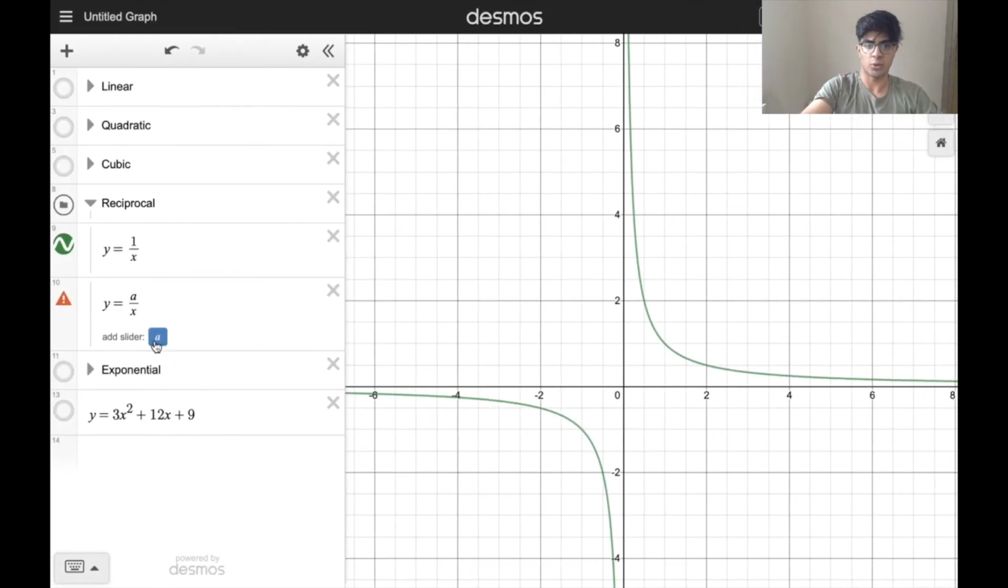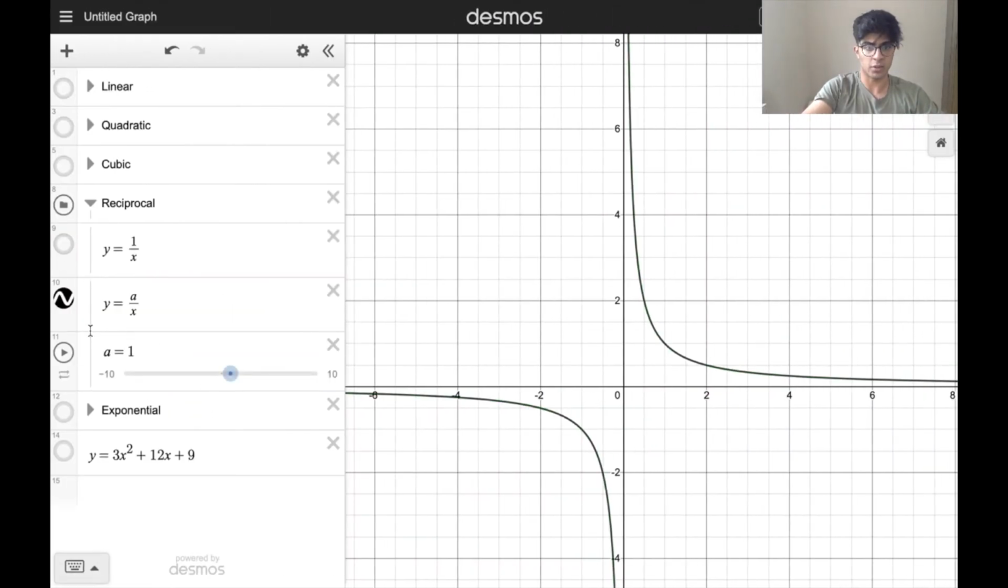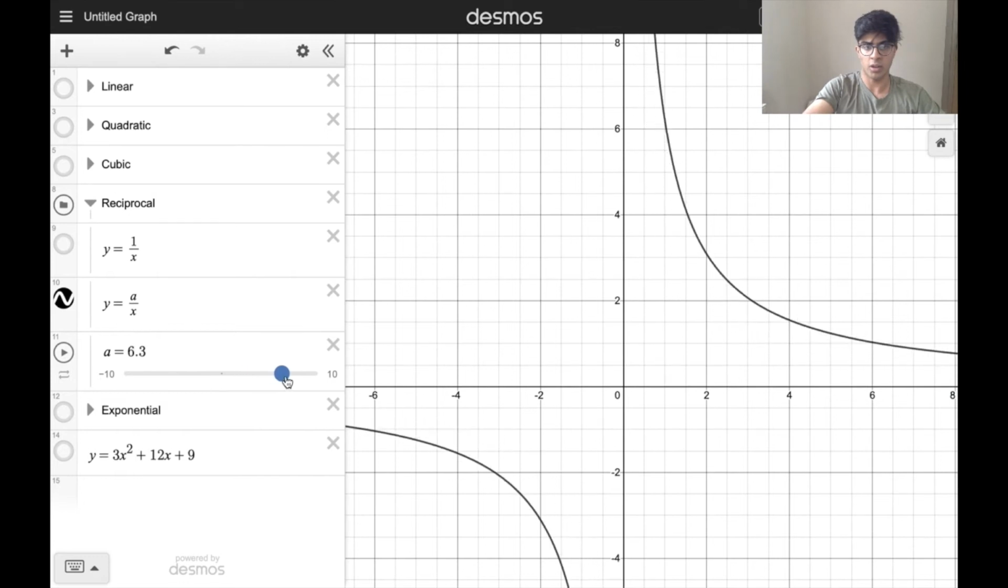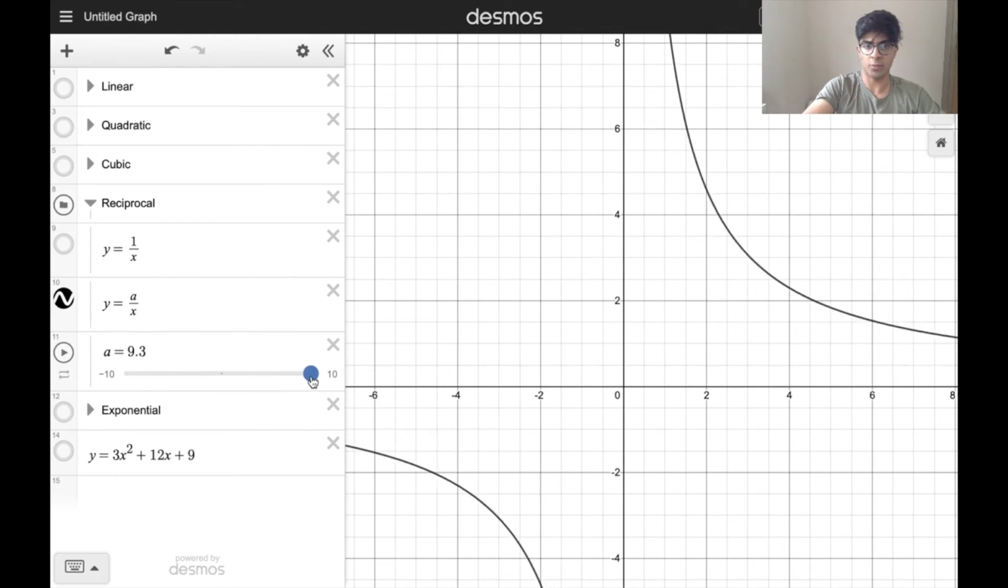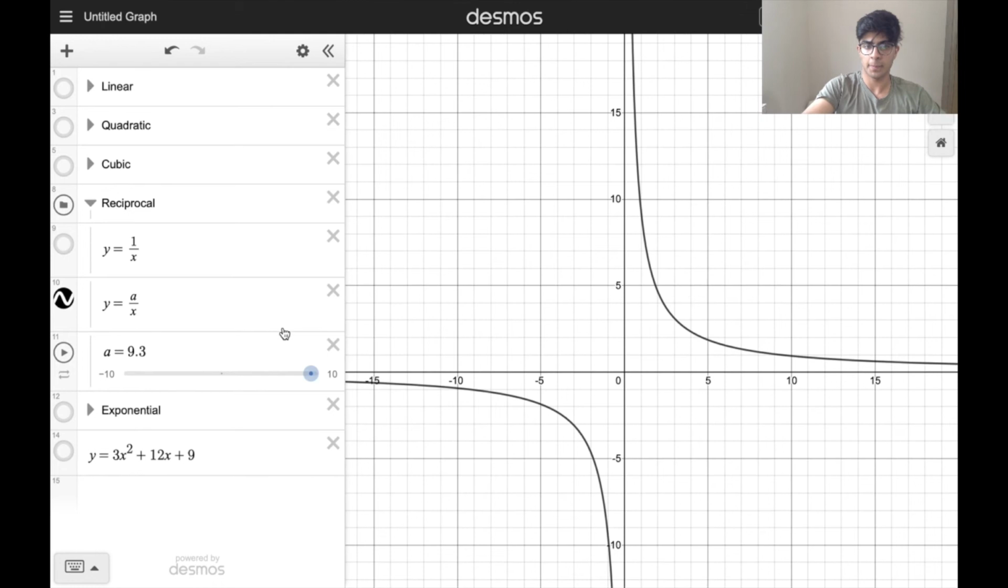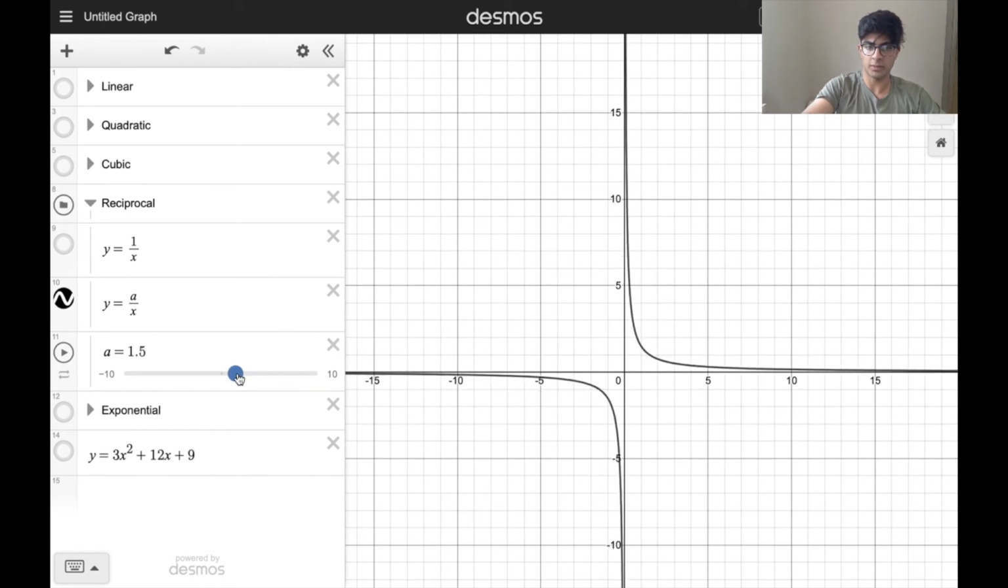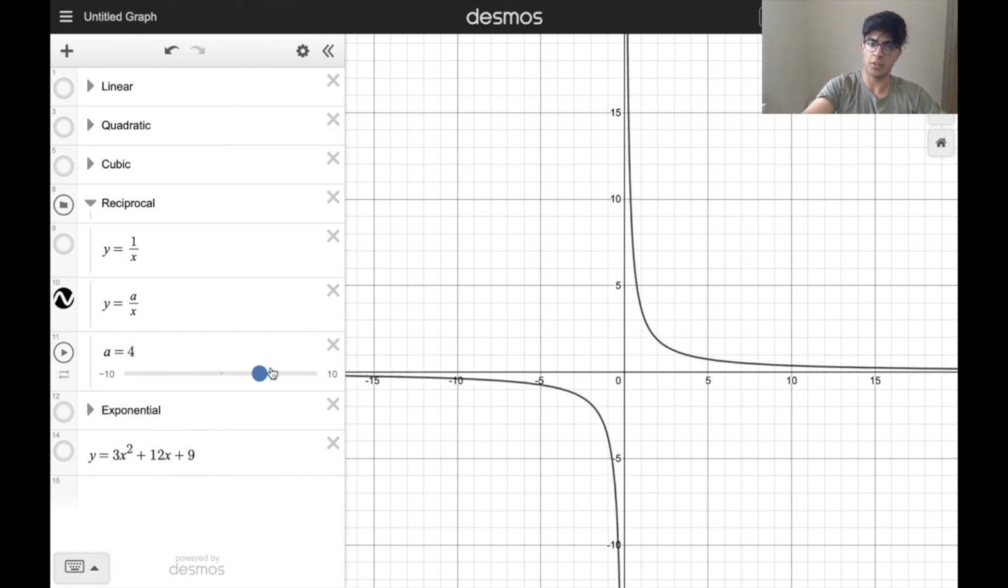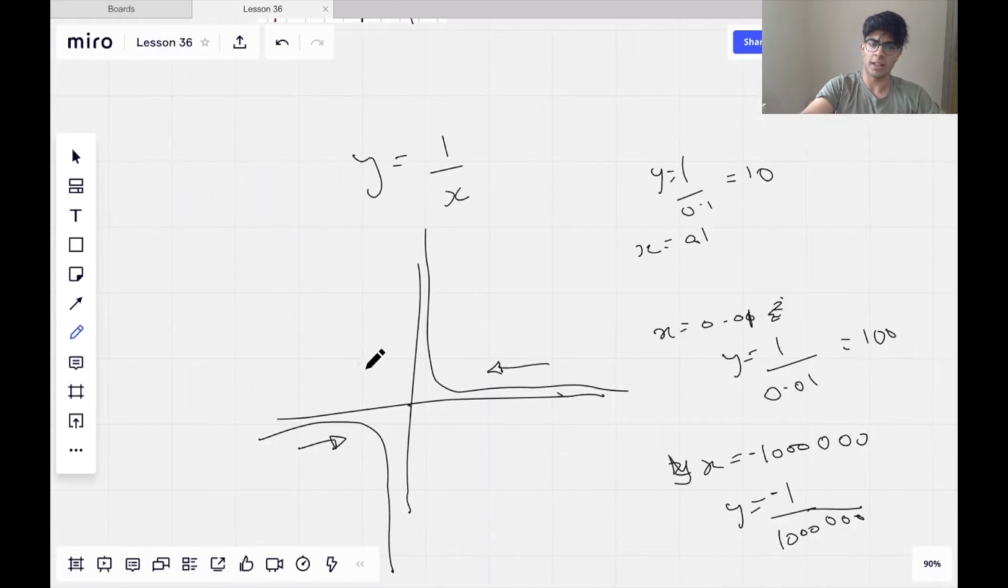Then, if we go to Desmos, we can play around with it: the larger the a, the more it moves out, as you can see. So that's another thing to note, but mainly it's about being able to recognize these graphs.